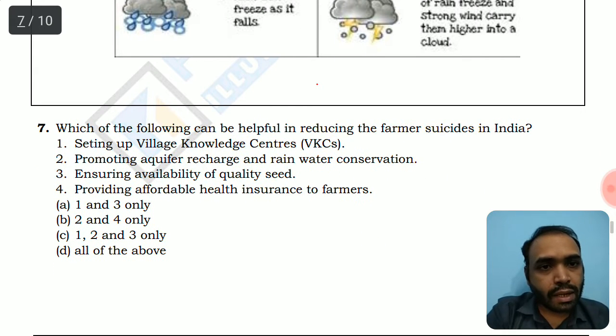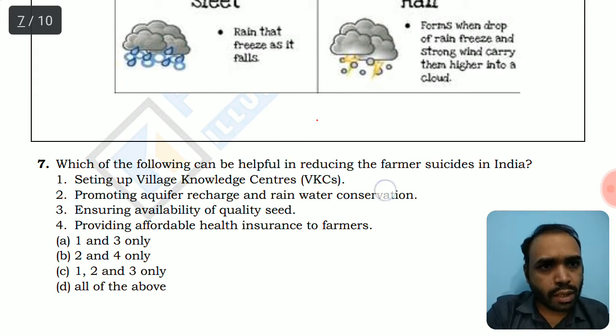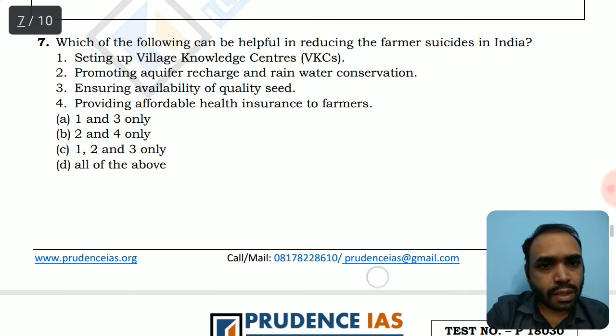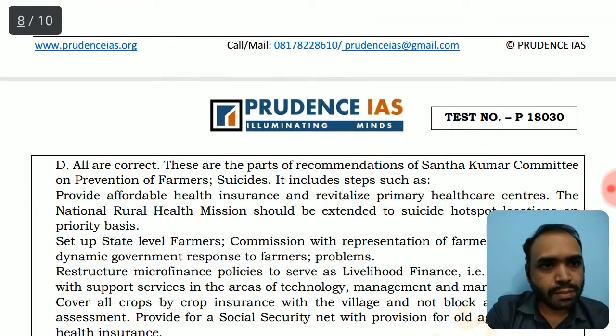So let's read all the recommendations of the Santa Kumar committee, and the name is also important. If they ask you which committee was appointed for looking into farmer suicide, then you should write that the Santa Kumar committee gave recommendations. So all are correct. These are parts of the recommendations of the Santa Kumar Committee on Prevention of Farmer Suicides.